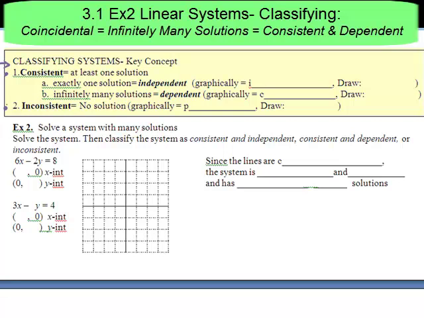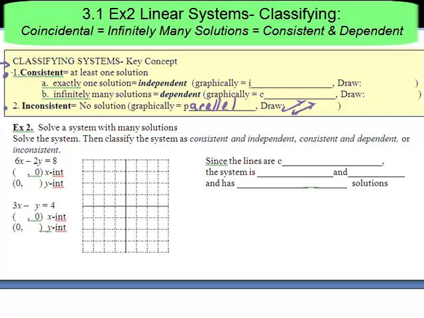What kind of system do you have? What kind of lines do you have if you have no solution? Let's go with parallel, and why don't you go and draw those so we can see it. So if you have parallel lines, you have an inconsistent system. There's no solution. Well, the opposite of inconsistent is consistent. That means you do have a solution.